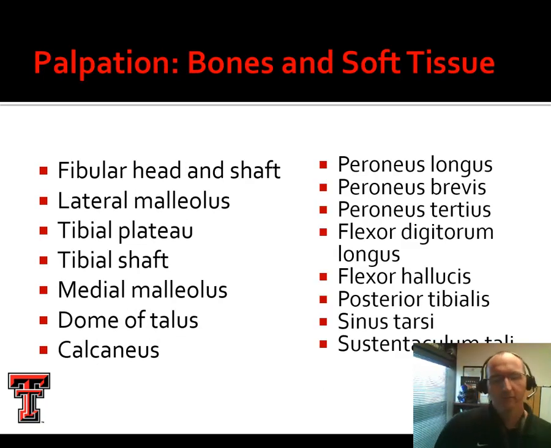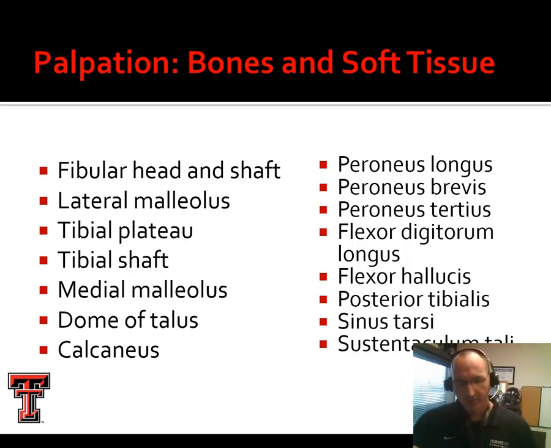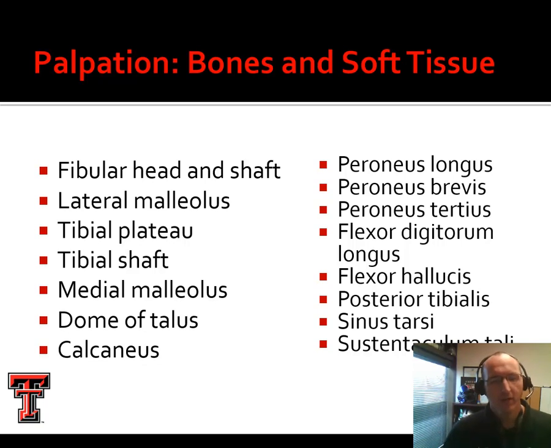All right, now once we finish history and observation, we move into palpation. And palpation for the ankle is probably a little bit easier than the foot because the structures are a little easier to identify. We can also generally see the anatomy pretty easily because it's relatively lightly muscled in the area of the ankle. We start working our way up the leg. That becomes a little bit more difficult to do.